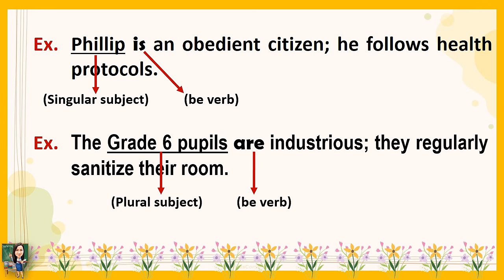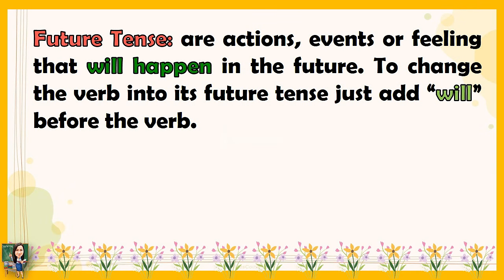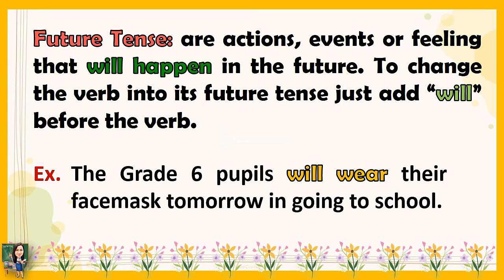Now, what is future tense? Future tense are actions, events, or feelings that will happen in the future. To change the verb into its future tense, just add will before the verb. For example, the grade 6 pupils will wear their face masks tomorrow in going to school. We use will before the verb.